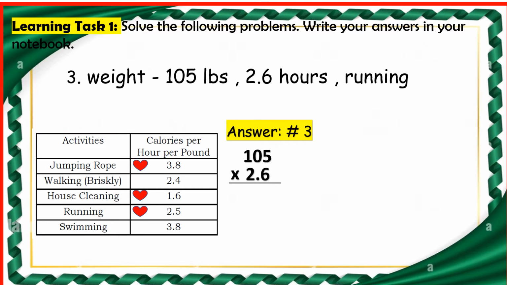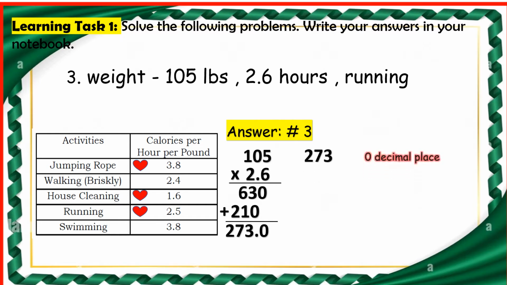So we multiply first 105 by 6 and our answer is 630. Then we multiply 105 by 2, so the answer is 210. And then we will add. So we will bring down 0, and then 3 plus 0 is 3, 6 plus 1 is 7, and then bring down 2. So we have now 273.